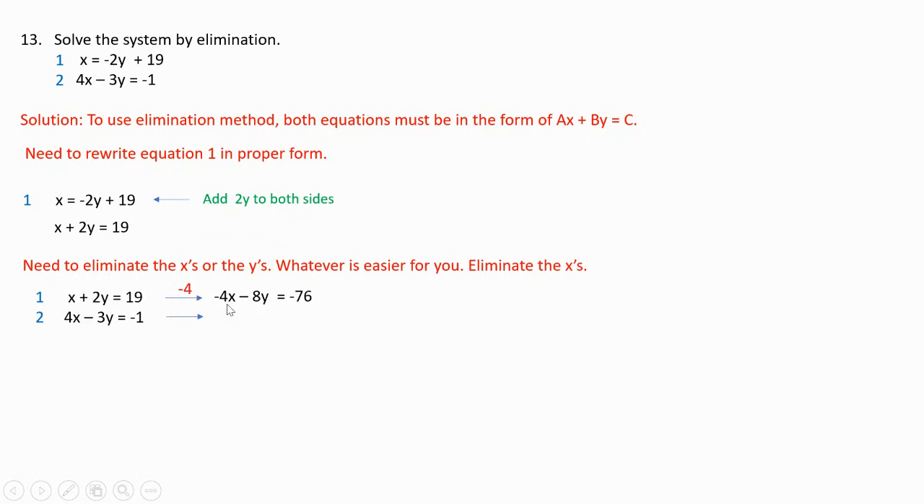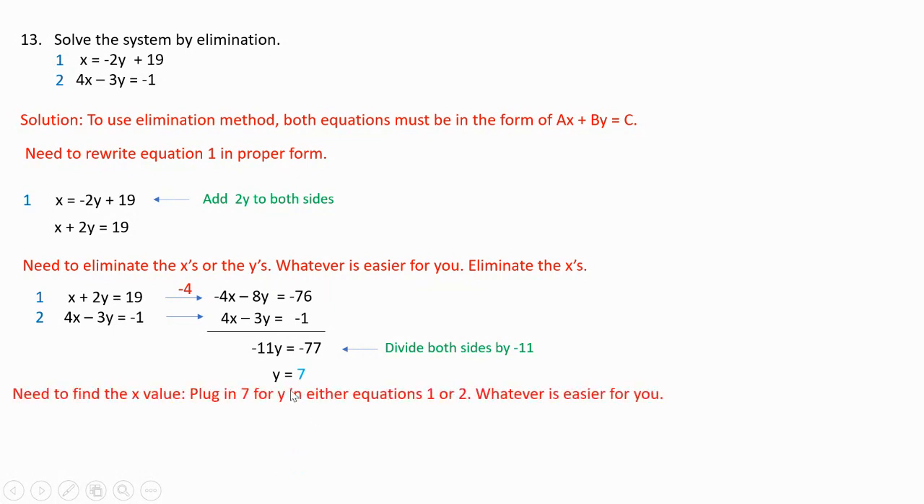So -4 times x will be -4x, -4 times 2 will give us -8y, and -4 times 19 will give us -76. You see that'll be 0. So we got -11y equals -77. We divide both sides by -11. So we get y equals 7.